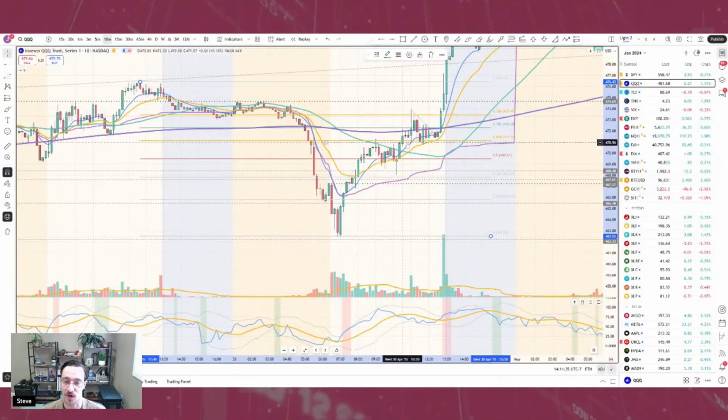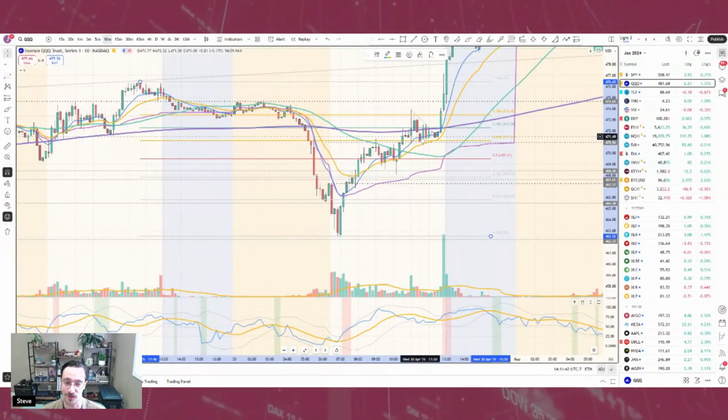And then I was sitting here watching the 68 fib. So it came down and I wasn't quite willing to buy yet because I thought it could go lower, but then this candle started to show real strength.